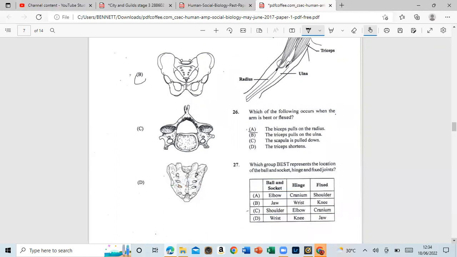Which group best represents the location of a ball and socket, hinge, and fixed joints? So we have the ball and socket, the hinge, and the fixed. So is the elbow a ball and socket? That's what they're really asking, right? So let us find one. Jaw as a ball and socket. So we can eliminate these two so far. Shoulder is ball and socket, elbow is hinge, and the cranium is fixed. So that's C. So 27 is C.